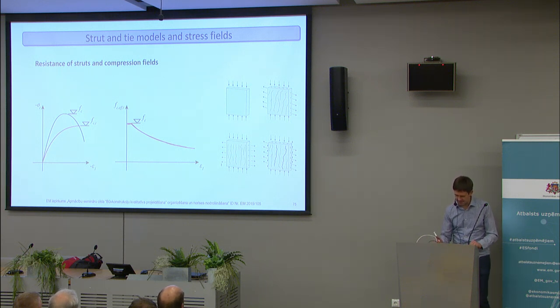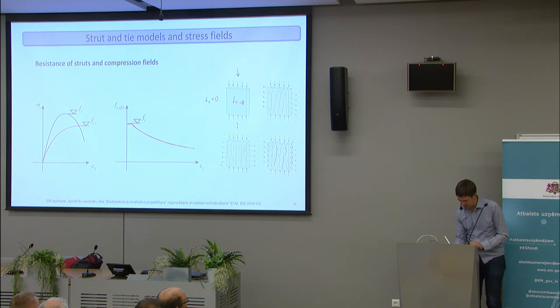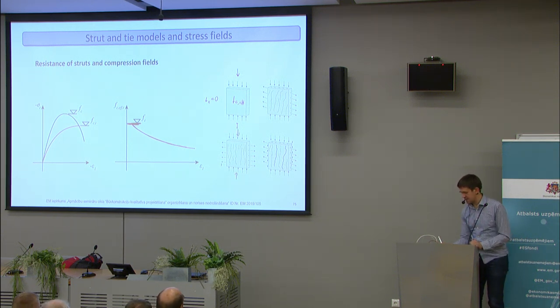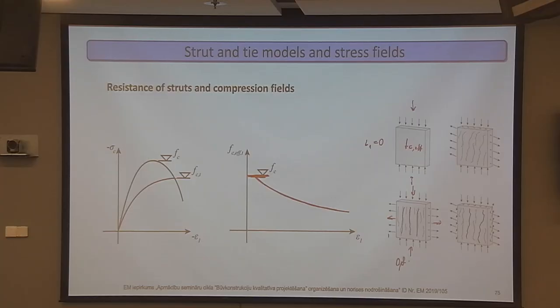If we have only compression in one direction and there is definitely no lateral expansion or there is lateral compression, then we can take the strength of the strut as f_c effective. So then we would be somewhere in here. Now if we have compression in one direction and then some cracks that are along this compression field, in the same direction as the compression field, so we have some tension in here that has caused the cracks, then we can use a factor 0.8 f_c effective. So this would be somewhere in here.